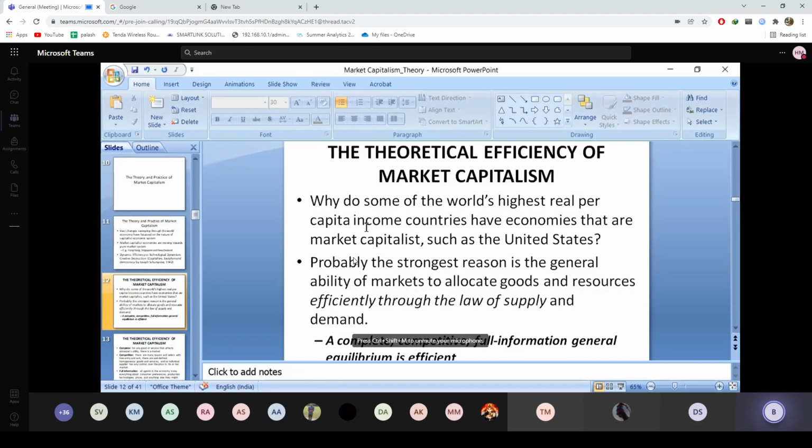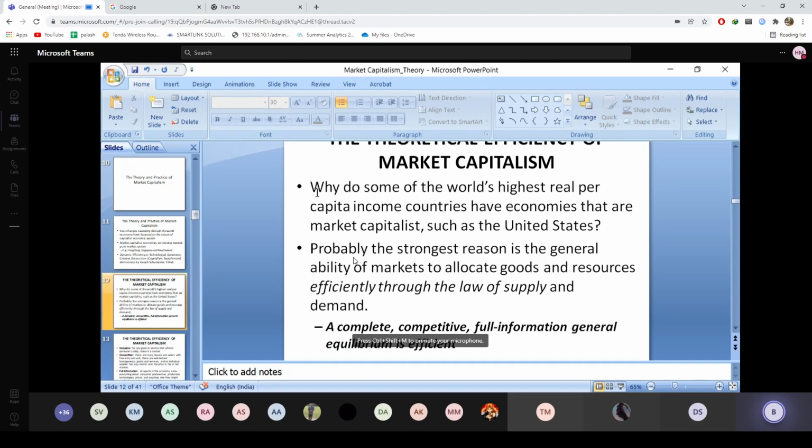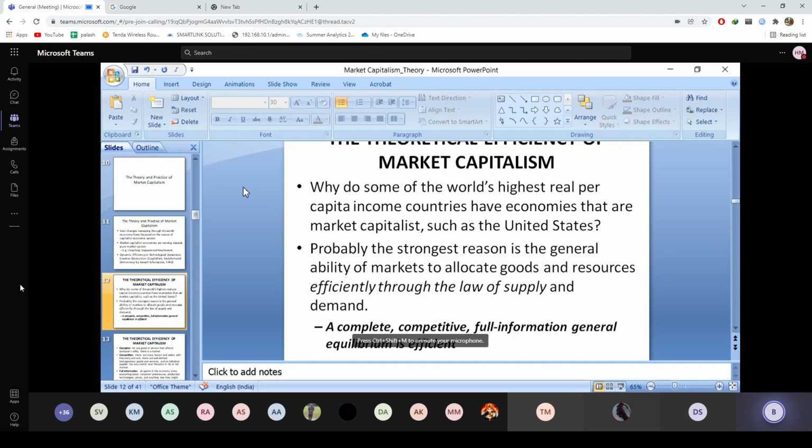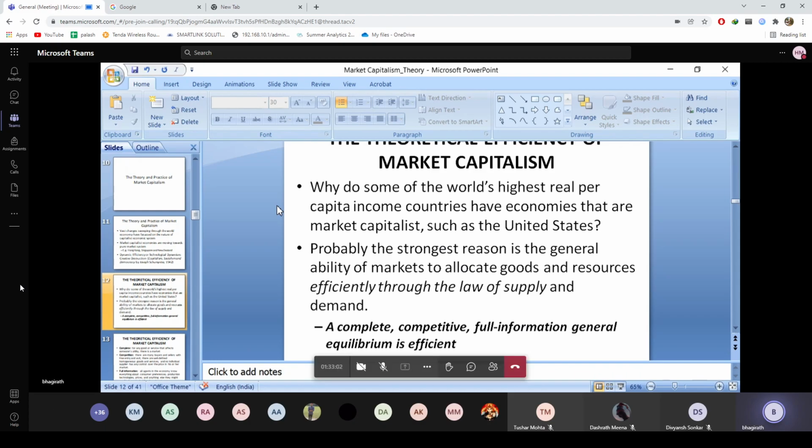Okay, now you see, what is it that is behind these efficiencies of the market systems? One way to look at it is a complete competitive full information general equilibrium. In one sentence, that summarizes why market economies are doing well compared to other forms of economies. So what does it mean by complete competitive full information general equilibrium? Why is it so efficient? That is precisely the point that we will be investigating step by step, and see that the market economy is the best way to tackle a lot of these problems that economies are facing.